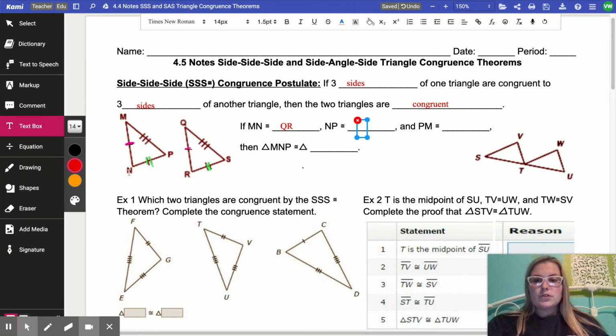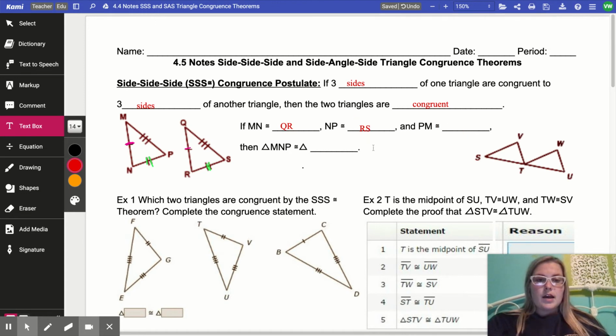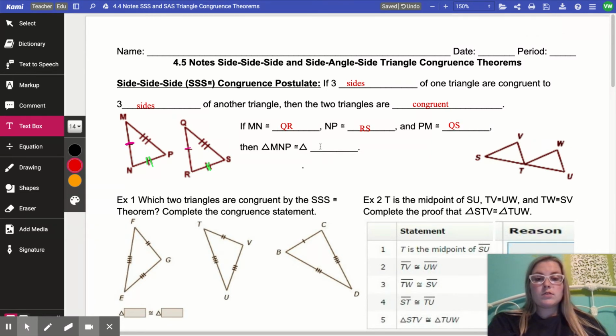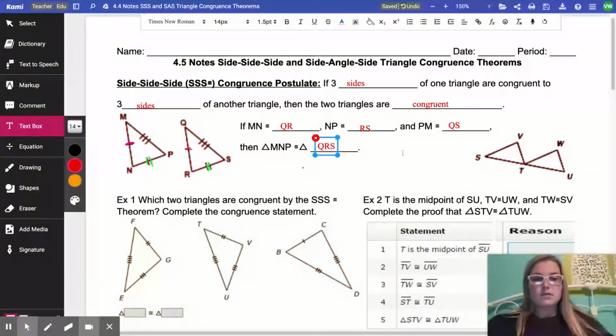NP over here has two tick marks, and RS on the other triangle has two tick marks, so NP is going to be congruent to RS. And lastly, PM has three tick marks, which is congruent to the three tick marks on QS, so PM will be congruent to QS. Since all three sides of both triangles are congruent, triangle MNP is going to be congruent to triangle QRS. Okay?